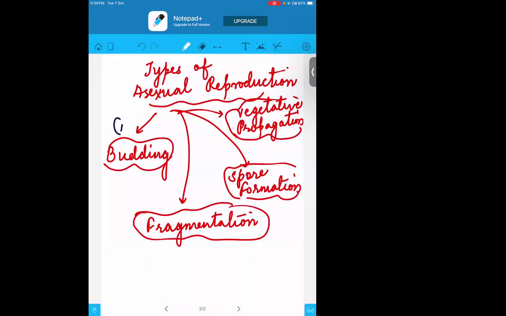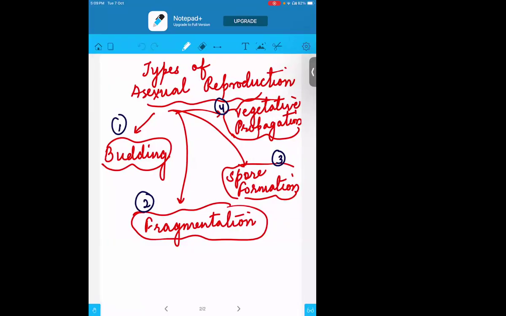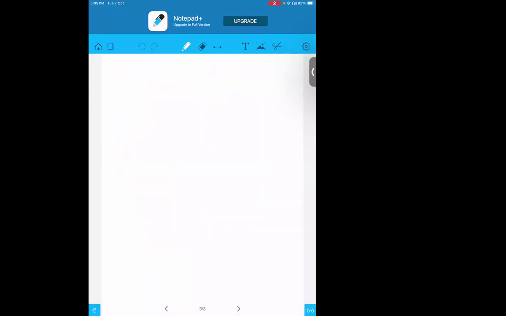Now, all these four types of asexual methods work in a different way. They all have different examples. So one by one, each and every method of it, we will be discussing. We will be starting with the first one, which is the budding process. All right, so the first one is about budding.